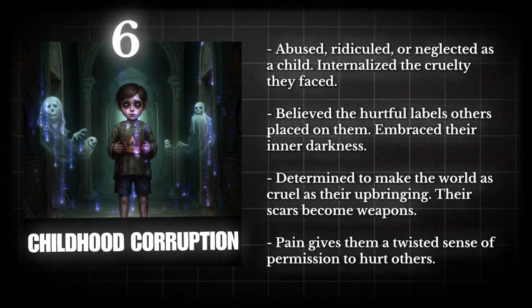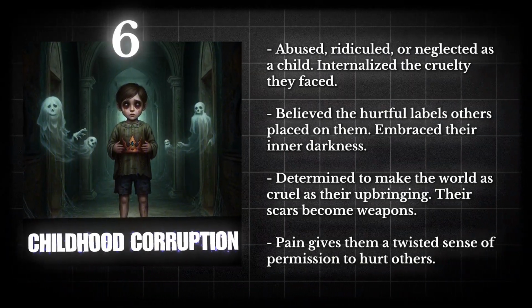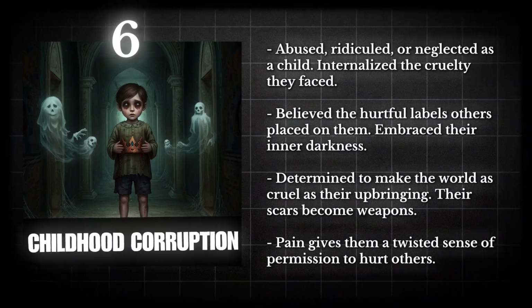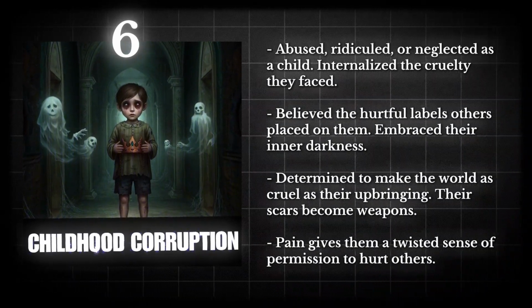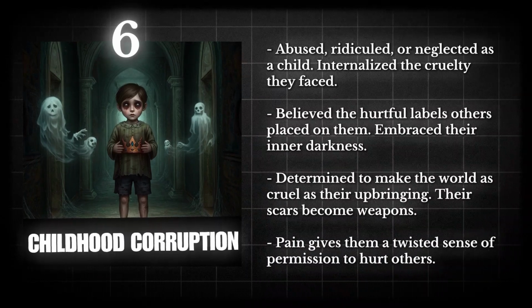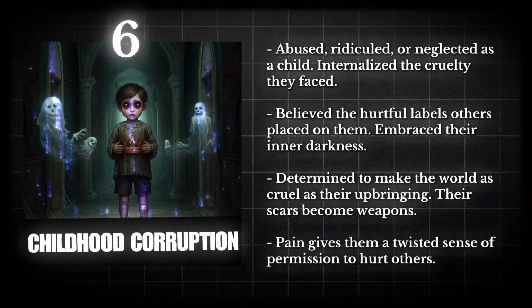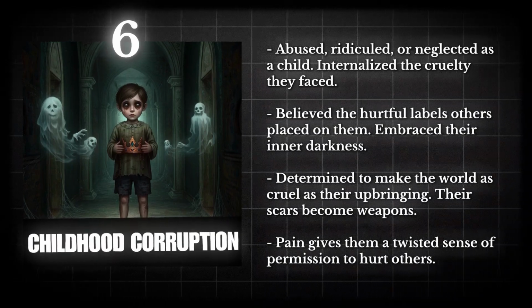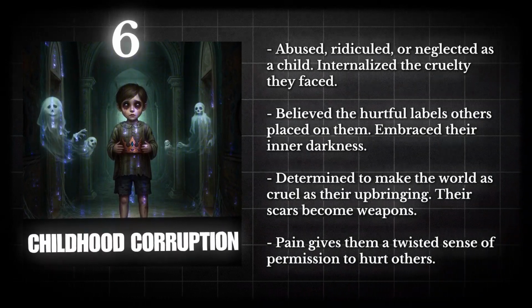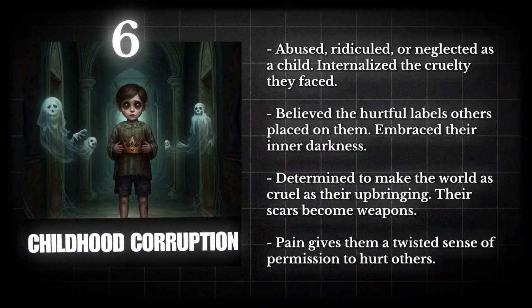6. Childhood corruption. The villain was abused, ridiculed, or neglected as a child, and they internalized the cruelty they faced. They came to believe the hurtful labels others placed on them. Determined to make the world as cruel as their upbringing, they embrace their inner darkness. Their scars become weapons, and their pain gives them a twisted sense of permission to hurt others.